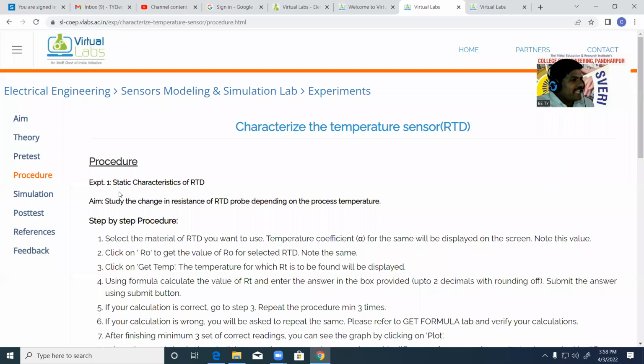So temperature change is detected by that sensing element. Let me explain which principle it works on. When temperature changes, its resistance changes. If resistance changes, the current in that circuit will change.